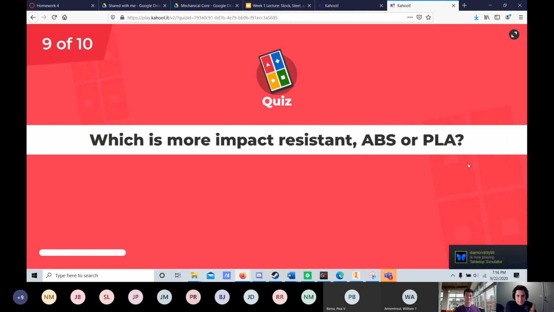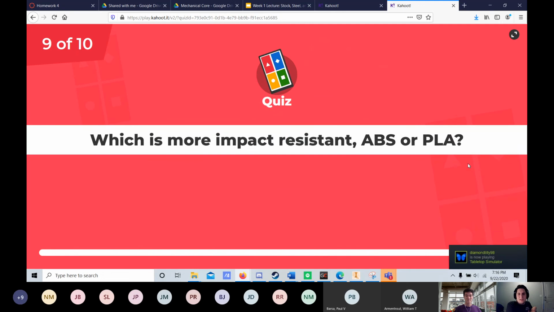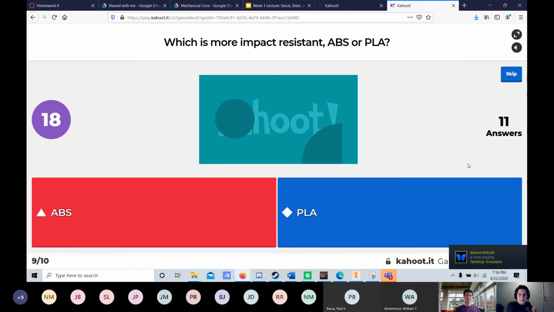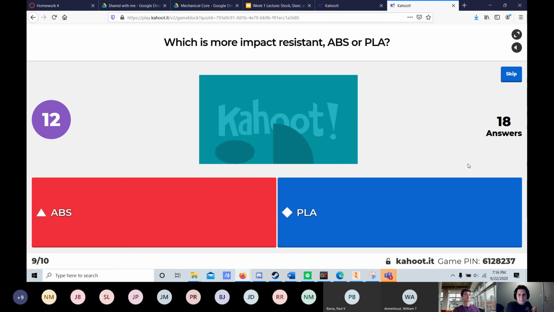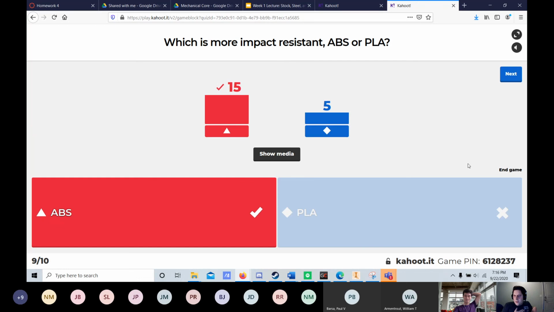All right, quiz time. Which is more impact resistant, ABS or PLA? Oh, I wasn't sure of that one myself. I was about to become a disgrace to the entire mechanical training community. I apologize, guys, but very nice job.